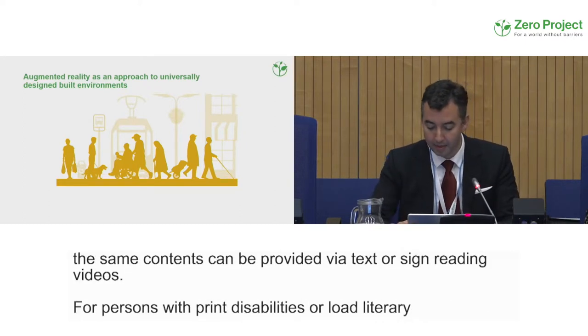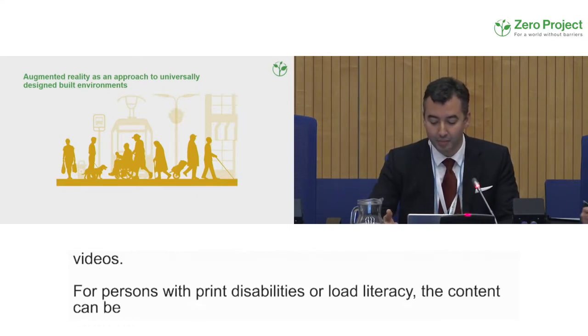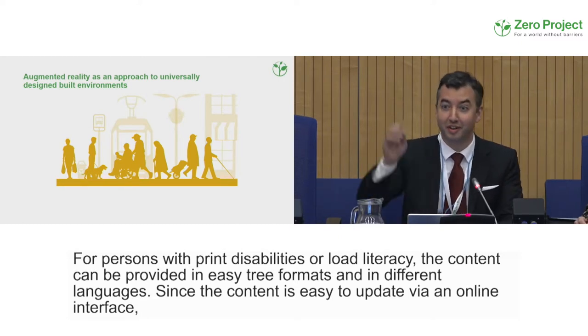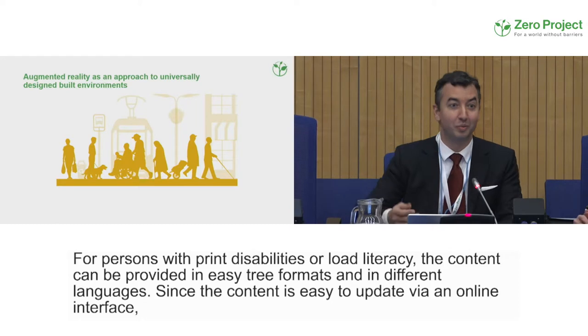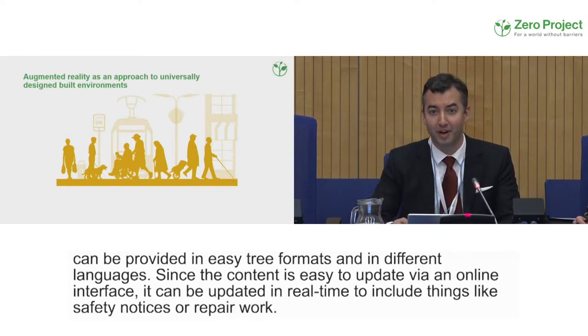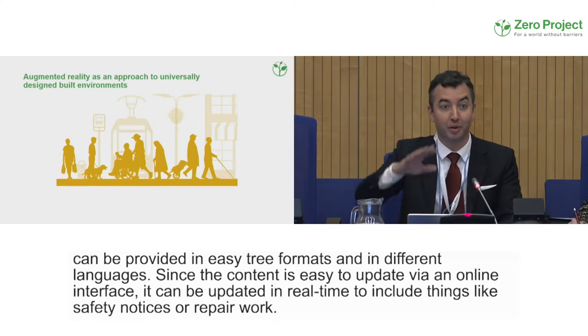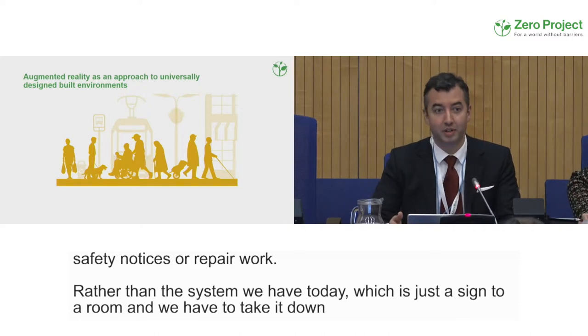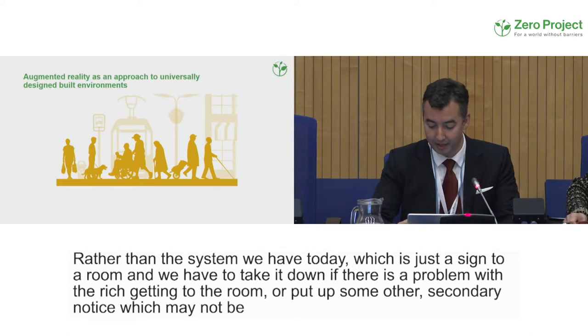And for persons with print disabilities or low literacy, the content can be provided in easy-to-read formats and in different languages. Since the content is easy to update via an online interface, it can be updated in real time to include things like safety notices, outages, or repair work. So rather than the system that we have today, which is just a sign on a room, we have to take it down if the room is being renovated or if there's a problem with the route getting to the room, or put up some other secondary notice that may not be accessible at all. This information can be updated on a minute-by-minute basis with the status of any kind of environment.